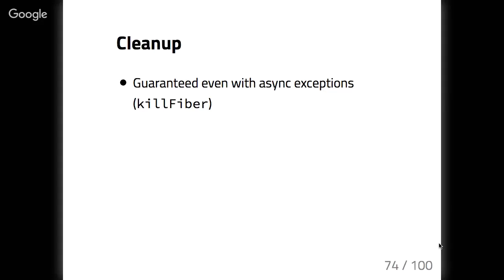So kill fiber, we may have a fork running in the background somewhere. It's got this file, and then we throw an async exception. Well, then the runtime, the AF runtime, we want it to guarantee that it will still run all of the cleanup for us. This is no matter how deep the stack, no matter how many forks you have going on, how many dependencies you have, they all get cleaned up automatically by the runtime. That's what we want.